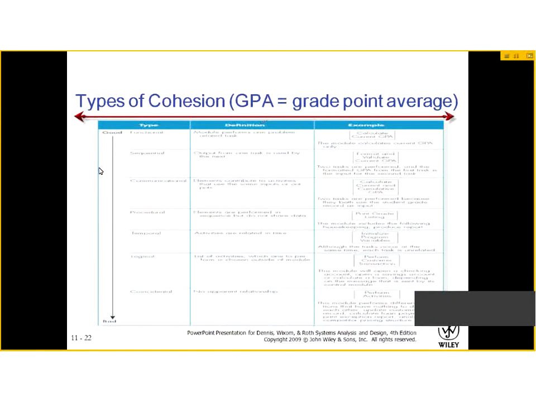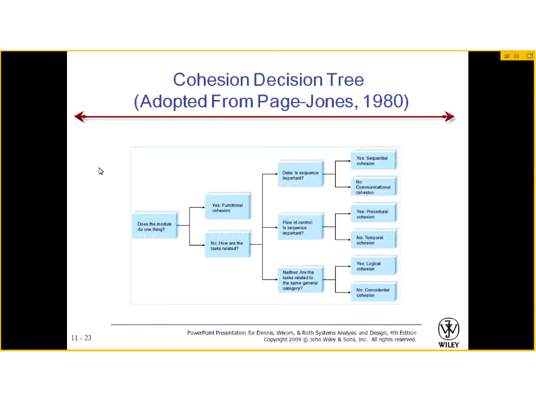Then I told you about types of cohesion. Cohesion can be functional. If it is functional cohesion, it is better. Sequential means the output from one task is to be used by the next, so it is sequential cohesion. If all the processes are sharing the same input or output, it is communication cohesion. Then procedural cohesion. So these are the different types of cohesion which may exist.